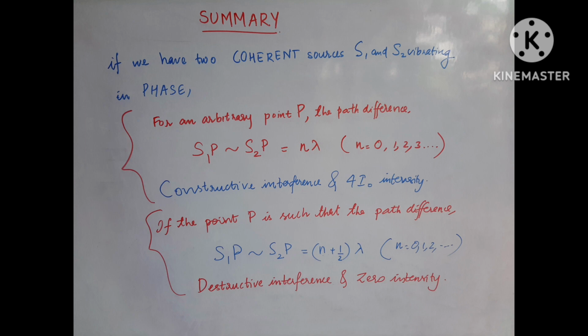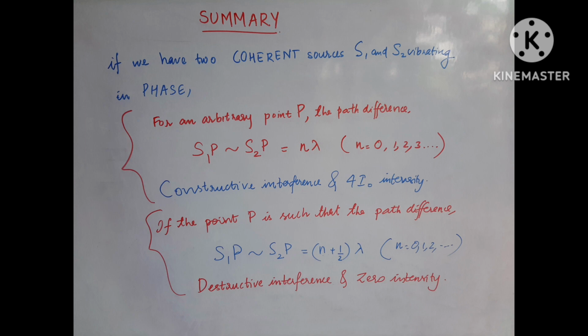Hi, today we are going to discuss the summary of interference. First of all, if we have two coherent sources S1 and S2, that means vibrating in phase, then for an arbitrary point P, the path difference can be written as S1P minus S2P is equal to n lambda. Here, the symbol means the difference between S1P and S2P. This will provide you a constructive interference, and here the intensity is 4I0.